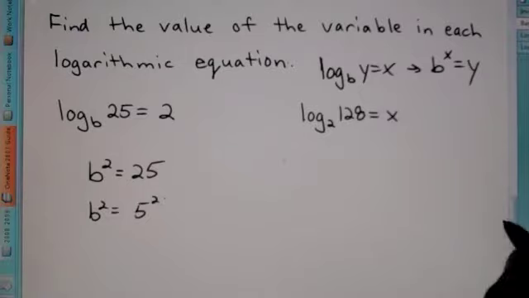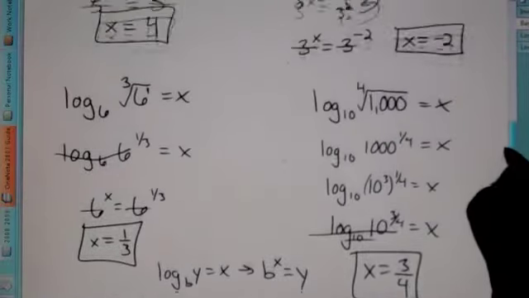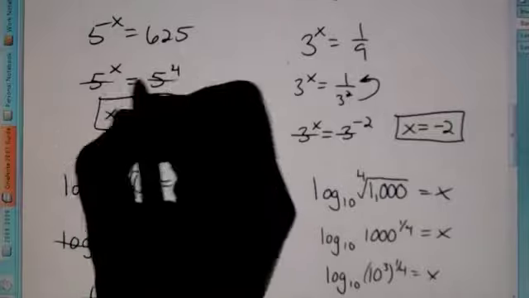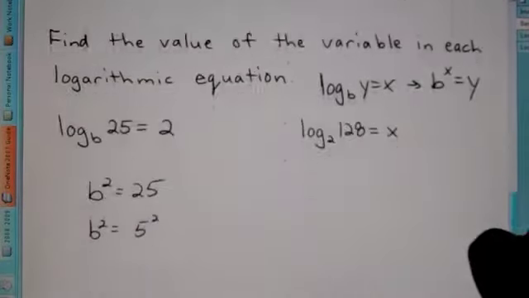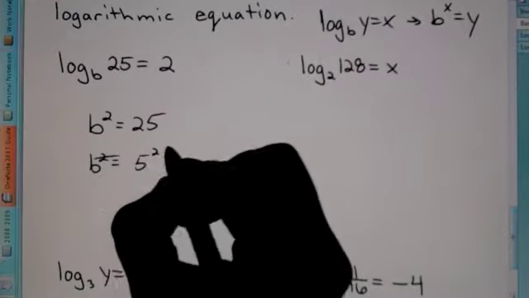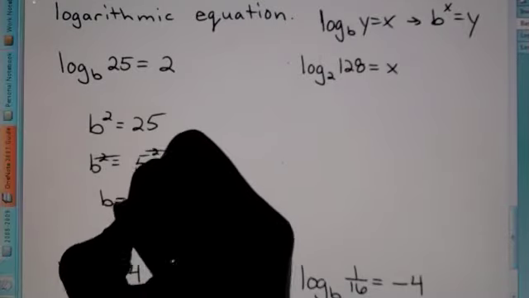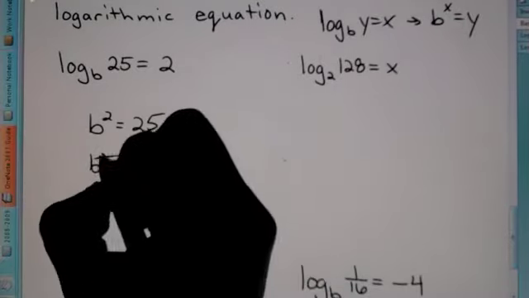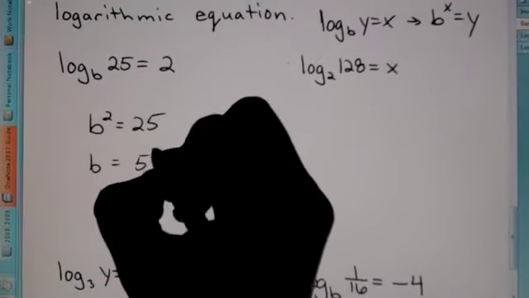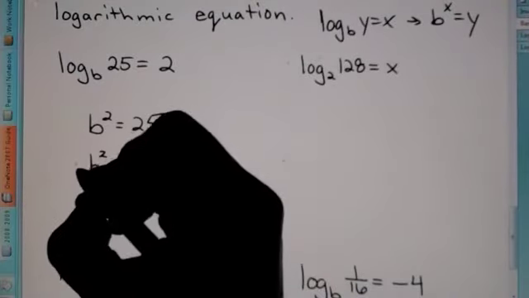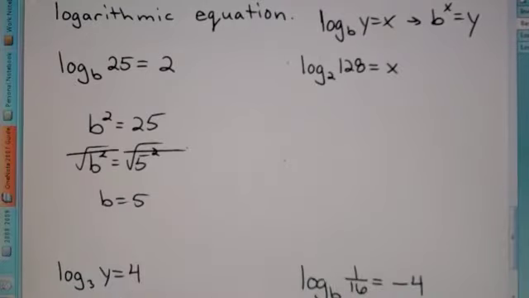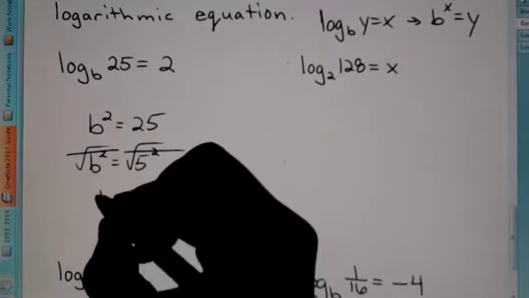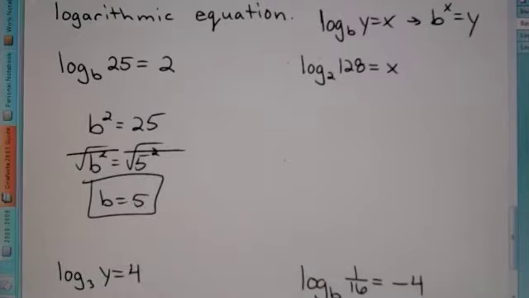And again, just like how we did here, when we had the same bases, we can cross out the bases. Same thing with exponents. Now that we have the same exact exponent, we can cross those out. We know that b is equal to 5. And if you ever have any questions about how that works, just think about it. In order to get rid of a square, we root. A square and a root cancel each other out. We're left with b is equal to 5.